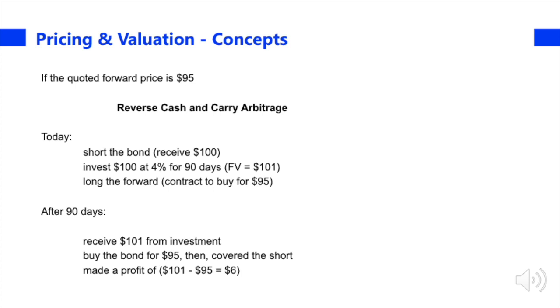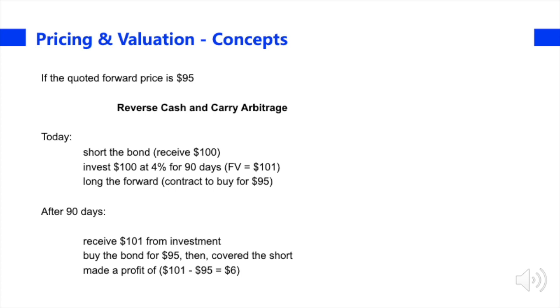What do we do? Well, if it's too low and we're looking at the world of arbitrage profits, then we want to buy the forward. And if we are buying the forward, then we are going to short the bond today. That is the reverse cash and carry model. Let's see how that plays out. So it's going to look like this. We short the bond and we receive $100. We invest those proceeds at 4% for 90 days. And guess what? That would grow to be $101.